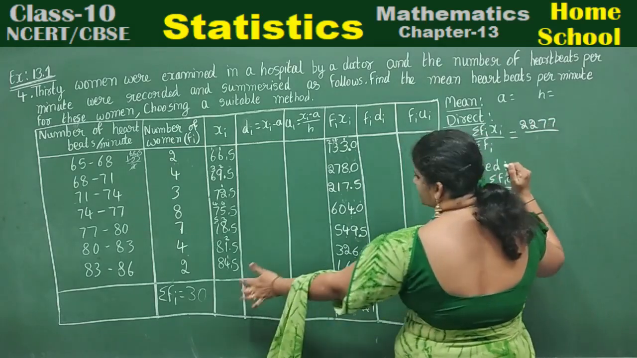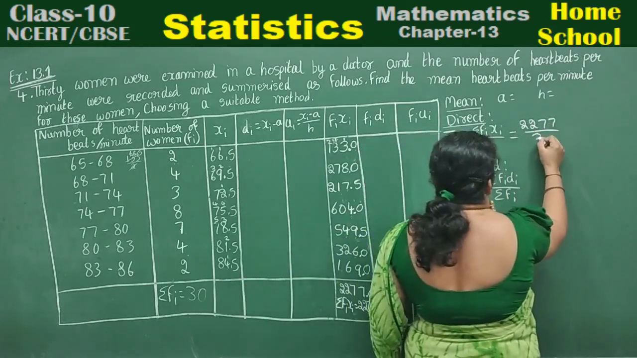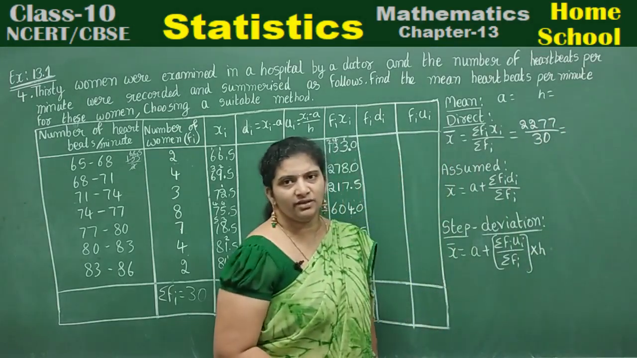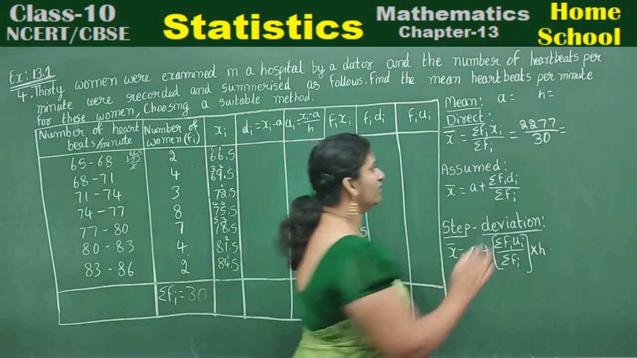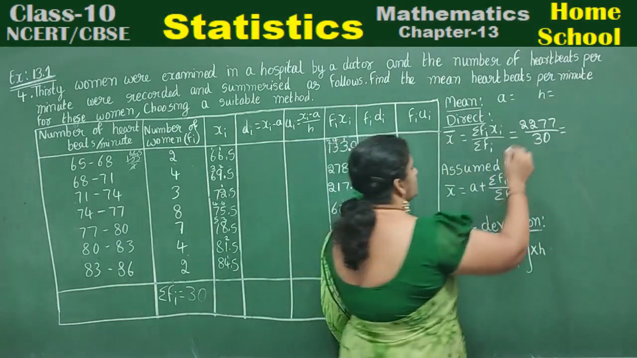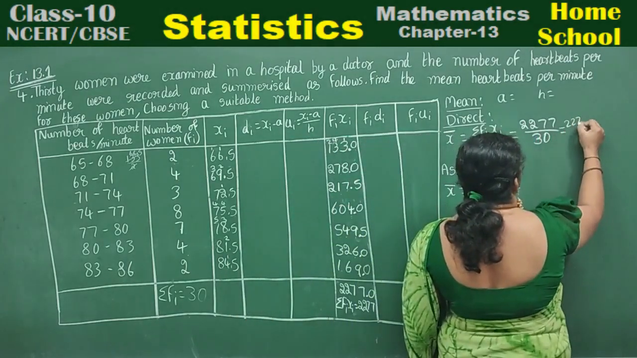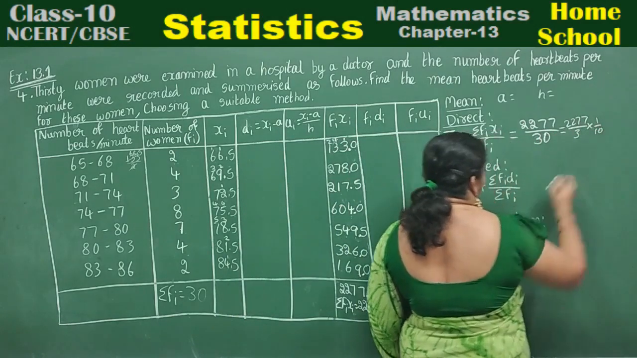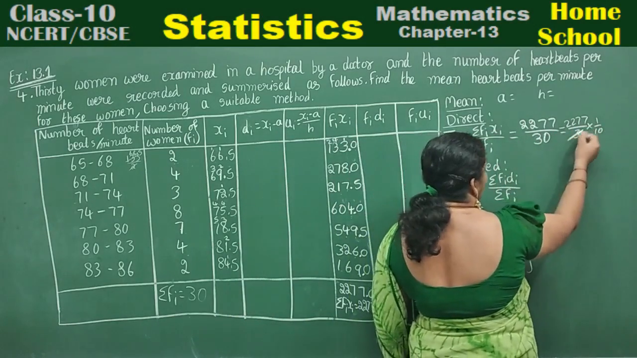2277 by summation Fi value is 30. How can I cancel this one? Okay, let's take a technique here. 30 means 3 tens, right? So, 2277 by 3 into 1 by 10. I just split there. Is it cancelling here?